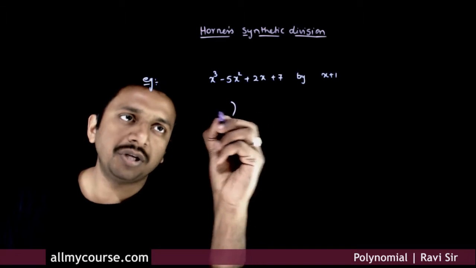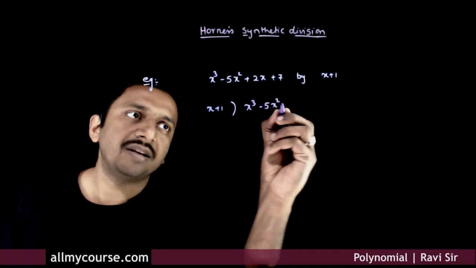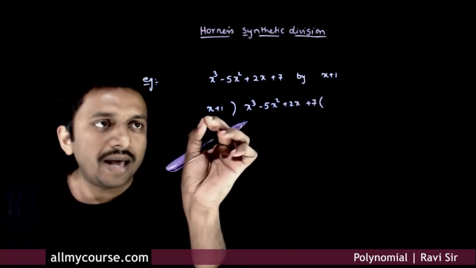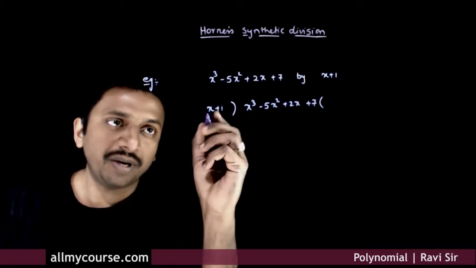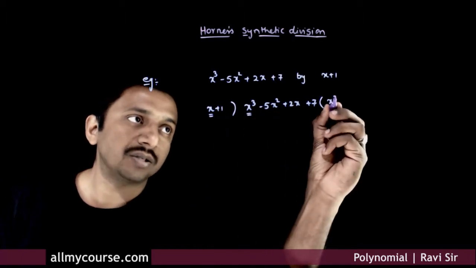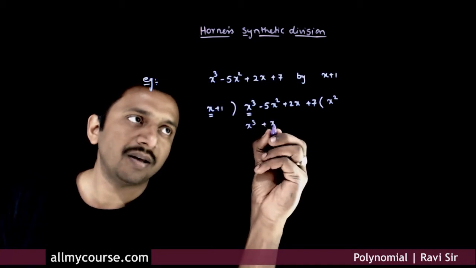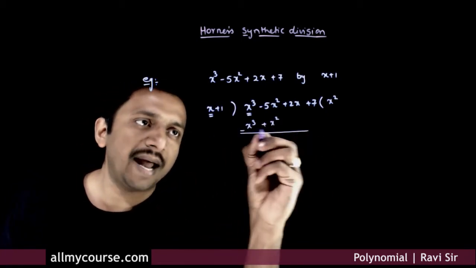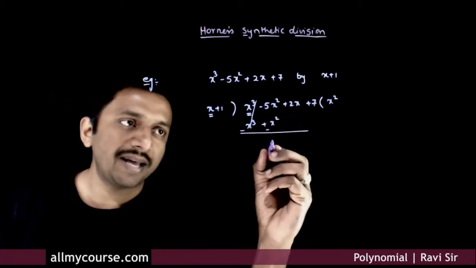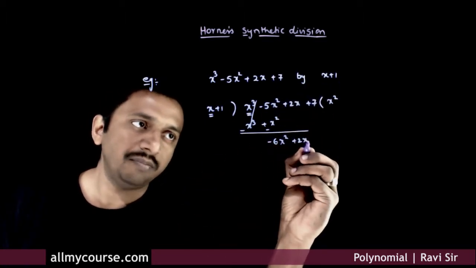So the process that you usually do is x plus 1, x cube minus 5x square plus 2x plus 7. So x into x square is x cube, right? X into x square is x cube, and 1 into x square is x square. You subtract one from the other, x cube gets cancelled. So minus 5x square minus x square is minus 6x square, and you borrow one term.